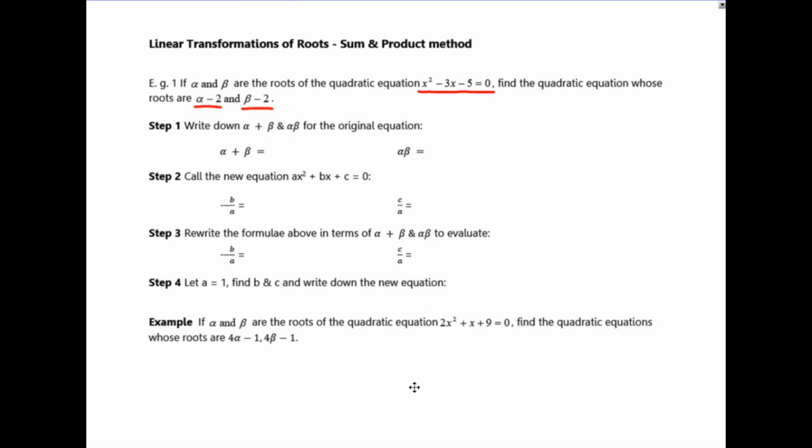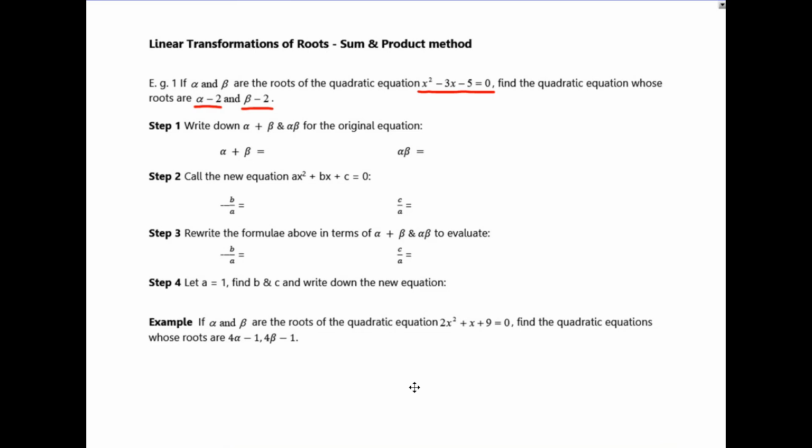Instead, we're going to use either the sum and products of roots method or a substitution method, which we'll look at later on. So here are the steps for the sum and products of roots method, which you can extend to cubics as well. First off, we're going to write down alpha plus beta and alpha beta for the original equation. I'm not going to call them minus b over a and c over a at this point because it will get confusing later on if you do that.